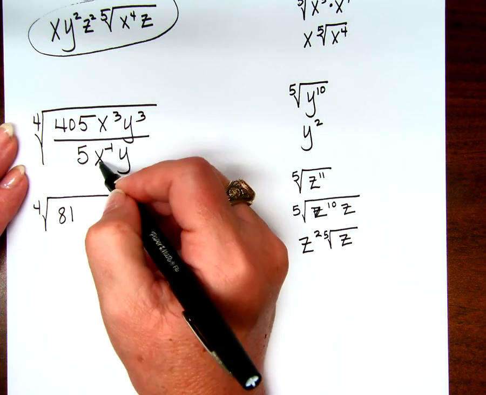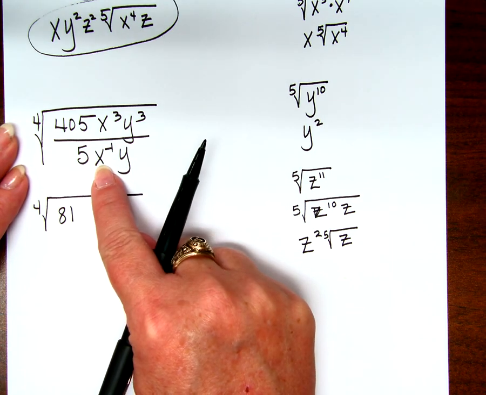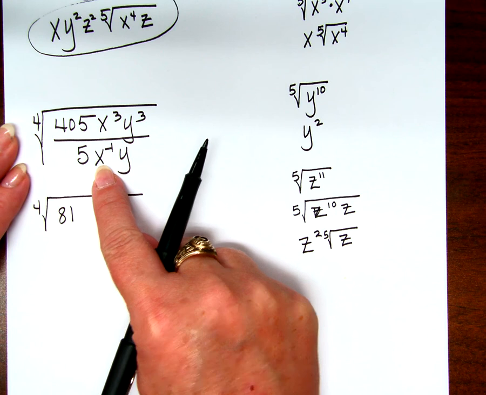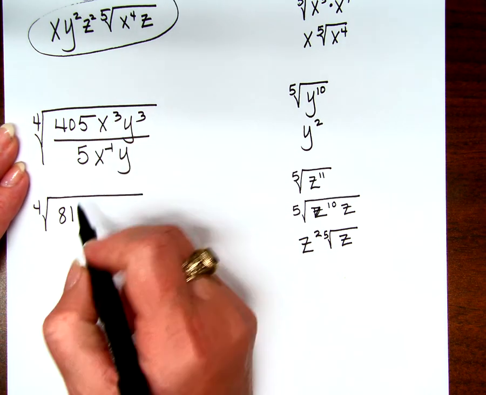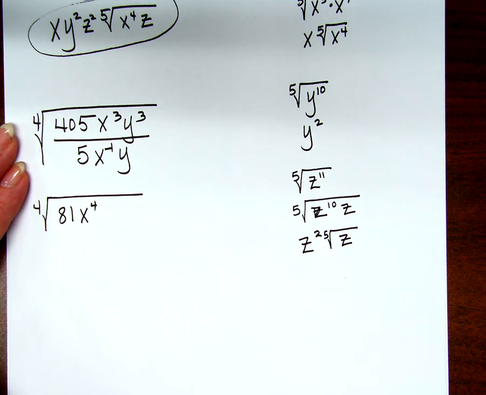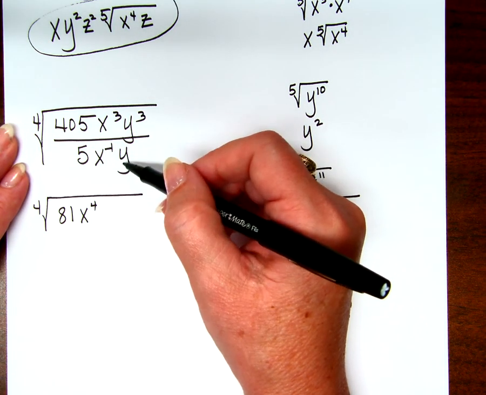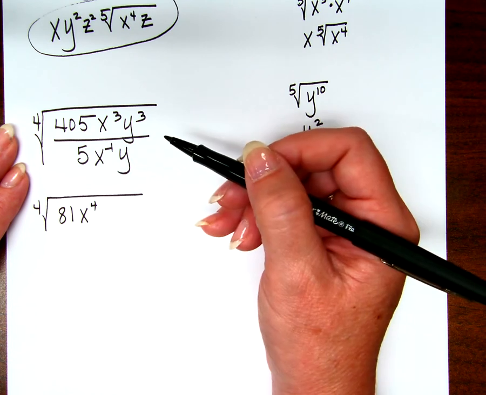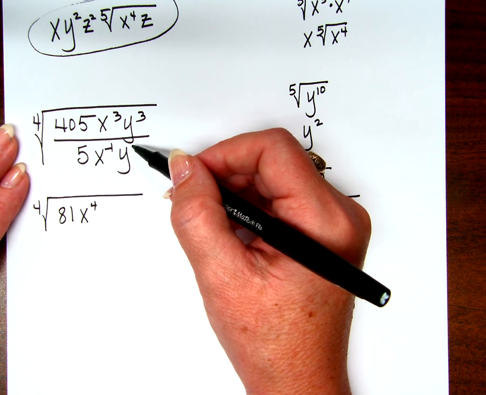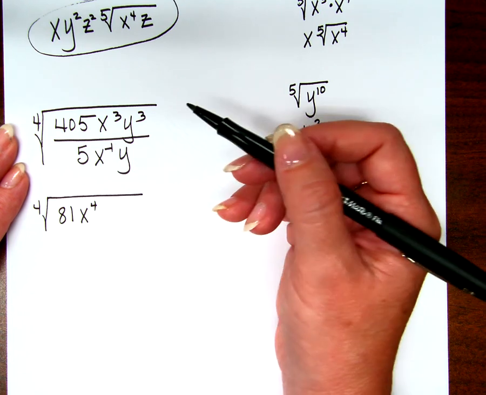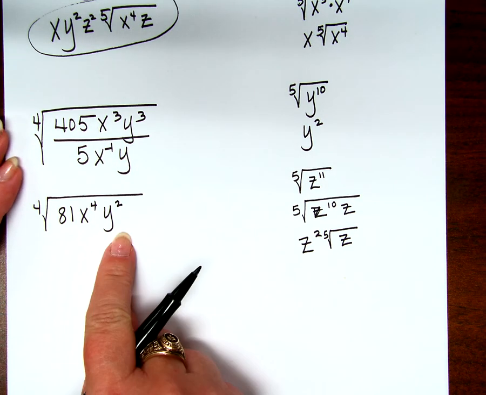X to the third over x to the negative 1. Where does it want to go? If I move it up, I have x to the third and x to the first. What does that give me? X to the fourth. What about here? If I'm dividing like bases, what do I do with the exponents? So 3 minus 0? Oh, that's not 0. That's a 1, right? Even though there's not 1 written, we know that, right? So y squared. Is this so messy now?